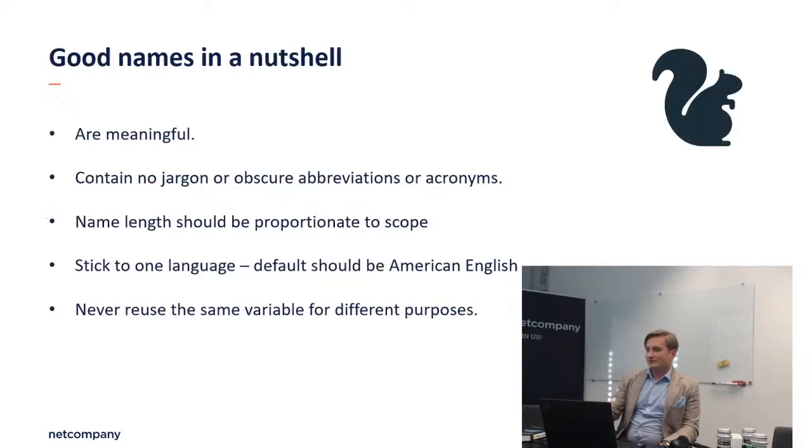So, in a nutshell, good names are meaningful, and don't contain jargon, obscure abbreviations or acronyms. I will explain abbreviations versus acronyms if that's necessary. Name length should be proportionate to scope. You should stick to one language, and if you don't have a preference, it should be American English. British English might sound more fancy and posh, but it's best to avoid extra letters in your colors and flavors. And never use the same variable for different purposes, which is something that happens.